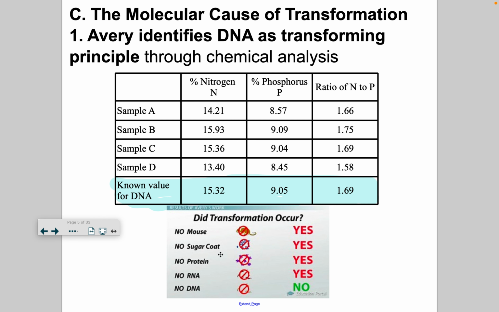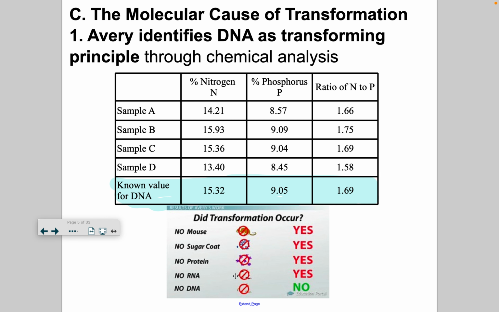What if I removed a sugar coat? So I'm guessing they're removing, I don't know what the sugar coat is, the sugar coat of a bacteria cell wall, maybe. But transformation still occurred. What if I removed the proteins? Maybe we add some enzymes that digest proteins. Did transformation still occur? Yes, it did. So there's no way protein is this transforming principle.